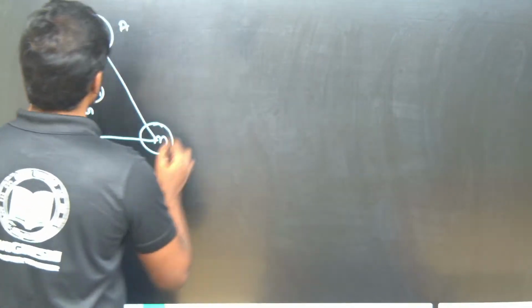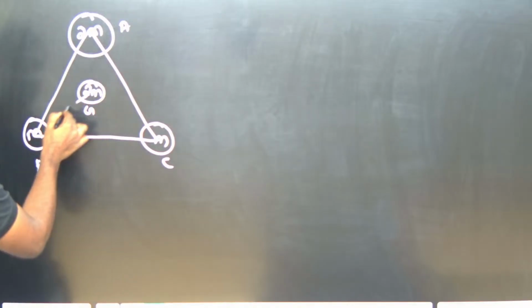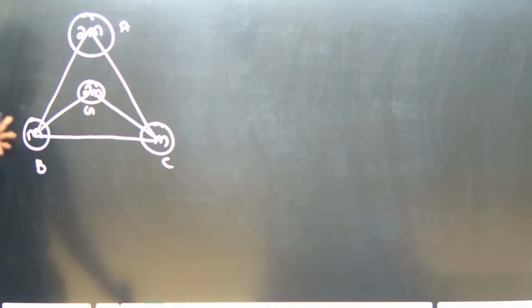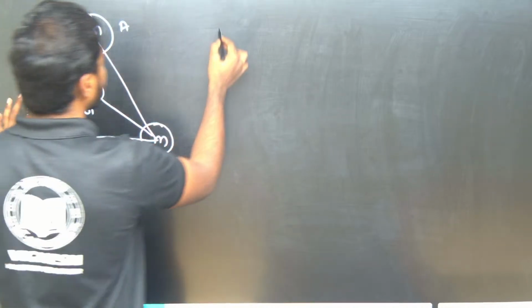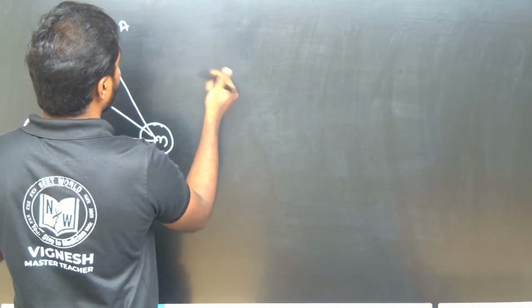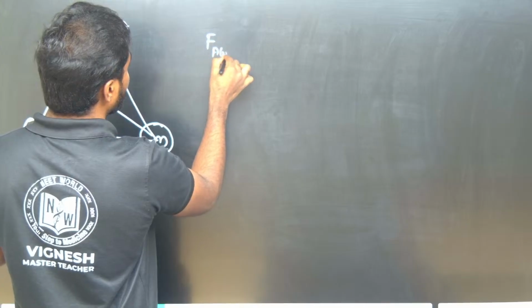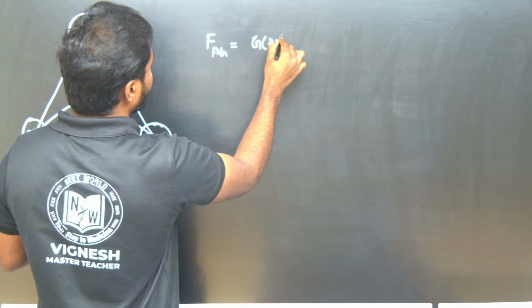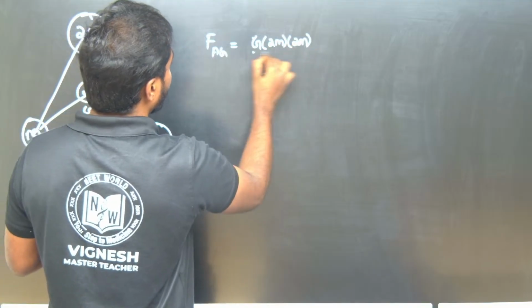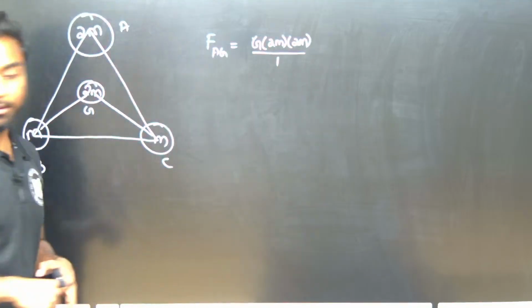So now the forces acting by BG and CG I need to get, and AG will be nothing but force AG will be equal to G into 2m into 2m by 1, right.